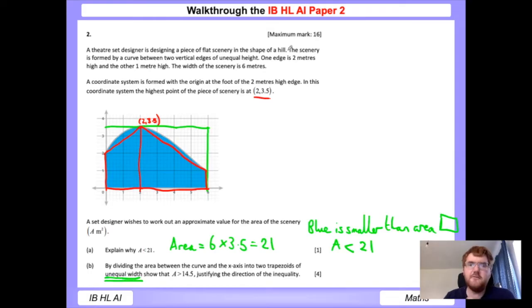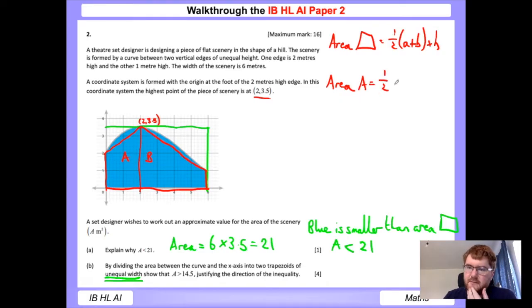Now let's actually work out the area of these trapezia. So quick revision, area of a trapezium is equal to half (a plus b) times h. So let's now work out the area of A. Let's label these A and B so you know what I'm doing. So area of A is equal to half. Now a and b are these lengths here, the parallel lengths. So you've got 2 and 3.5, and then we're going to times that by the width, which is 2. I'll work that out in a moment on the GDC.